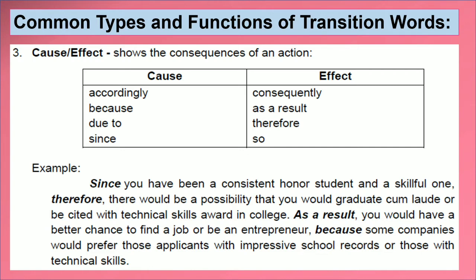Example, since you have been a consistent honor student and a skillful one, so ginamit si since, that is cause. Therefore, effect na naman. There would be a possibility that you would graduate cum laude or be cited with technical skills awards in college. As a result, effect na naman, you would have a better chance to find a job or be an entrepreneur. Because, it's a cause. Some companies would prefer those applicants with impressive school records or those with technical skills.